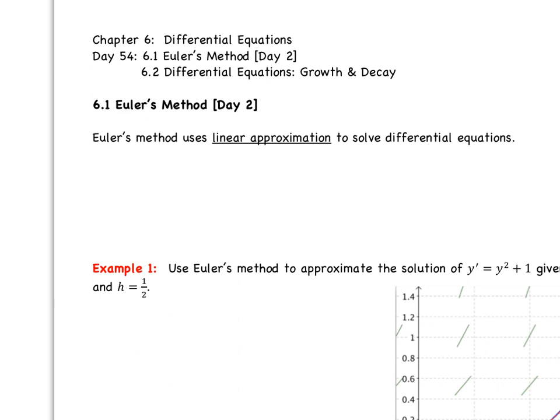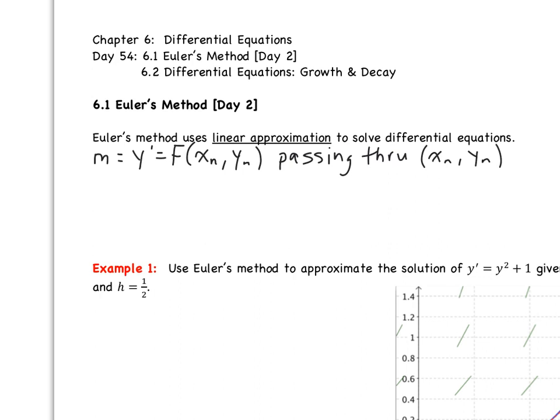The first thing we need to talk about is our slope, which is our y prime, and that is the value at this certain point, x sub n, y sub n. So we're going to plug in the certain values to figure out what that y prime is, and it passes through the point x sub n, y sub n.